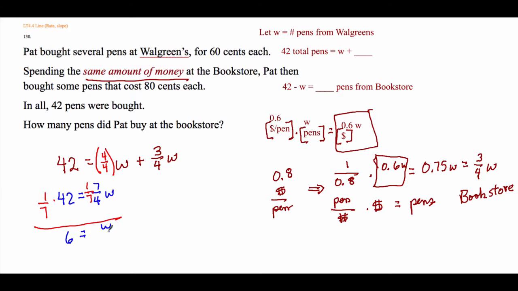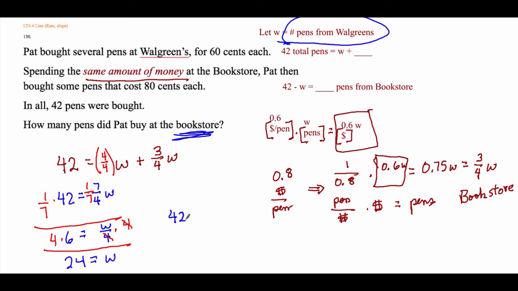So here we have 6 is equal to W over 4. Multiply both sides by 4. I'm trying to isolate the W, get it by itself. W is equal to 24. But W, remember, is the number of pens from Walgreens. We want the number of pens from the bookstore. So we'll take 42 minus 24 to get 18 pens.